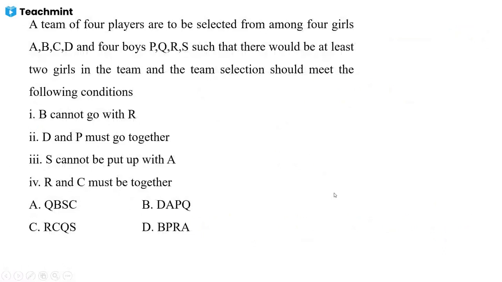Now see the next question. This is also a reasoning, puzzle type question, or we can say a seating arrangement related question. A team of 4 players is to be selected, maybe you can say it's permutation combination also. 4 girls and 4 boys are required. You just see the conditions one by one, just read it. Which one is perfect, we'll decide now.